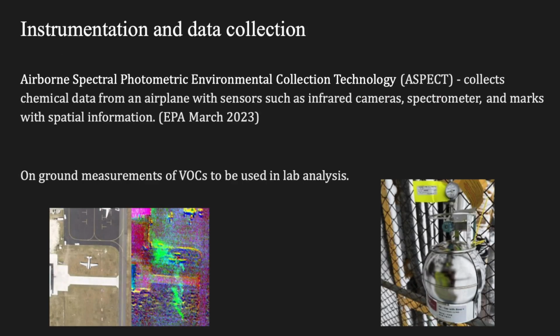So when IMAC and the EPA collected data for their model, they used two main methods. The first was ASPECT, or Airborne Spectral Photometric Environmental Collection Technology, and basically this is a plane that collects chemical data with sensors on it, such as infrared cameras and a spectrometer, and it marks all that information with coordinates. The other thing that they used was ground methods of measurements. So on the right here, you can see a little canister. This lets air in for a given amount of time, and that collects VOCs. Then that's brought back to a lab to measure how many VOCs collected in that canister for that time.